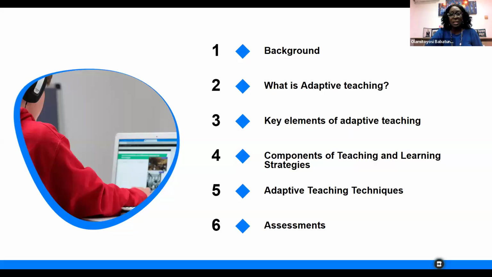Their skills, their abilities, their strength, and what they're able to do. And then it tailors teaching accordingly for these different learners. So today, I have just given us the background.